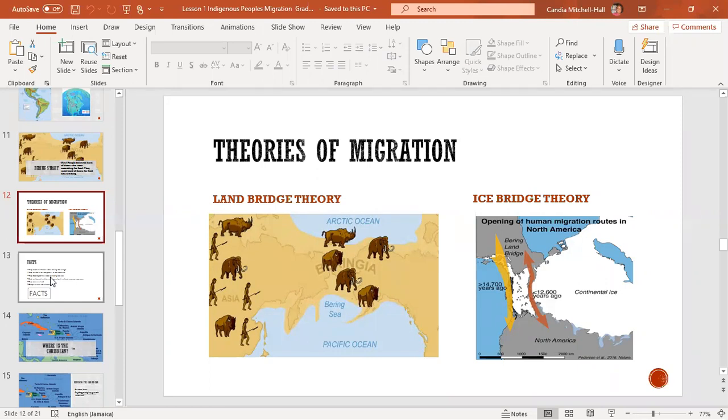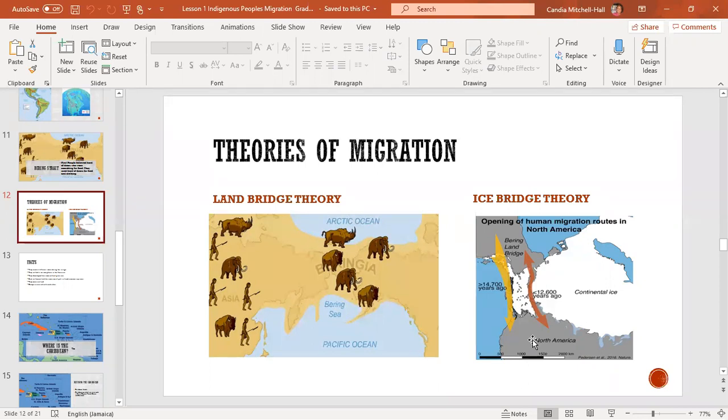So, sir, where's that piece of land now? According to them, that piece of land would have sunk beneath the ocean. Another view is that there are some tiny islands between Asia and North America, and so some theorists or archaeologists argue that they would have crossed along those small bits of island. So that is the land bridge theory.